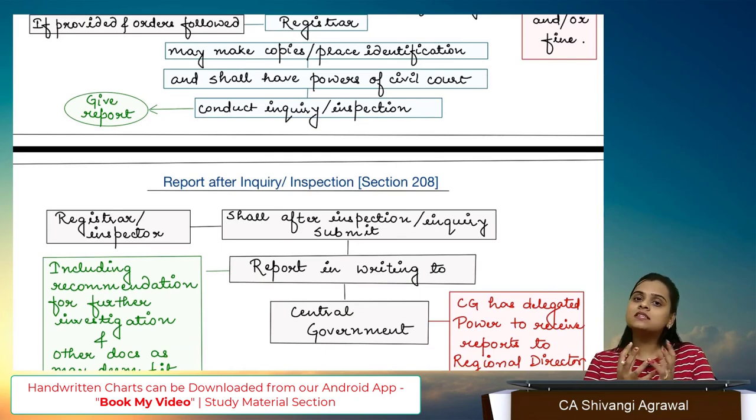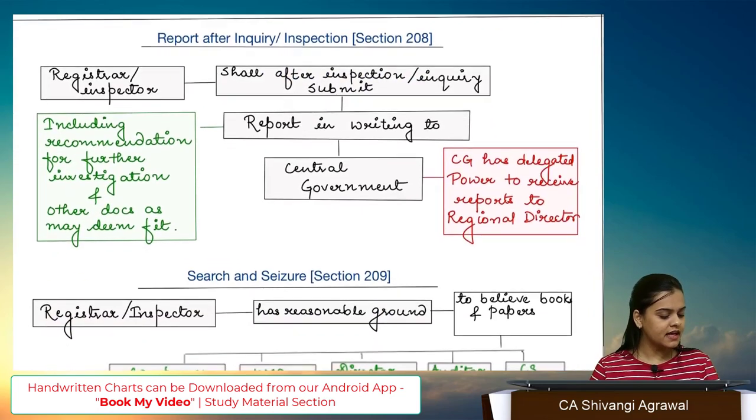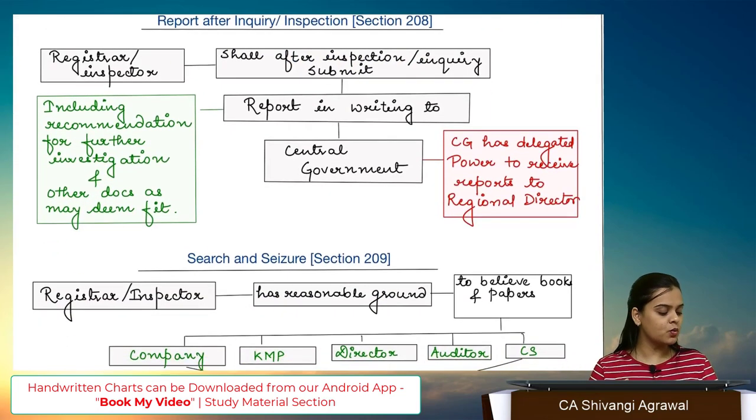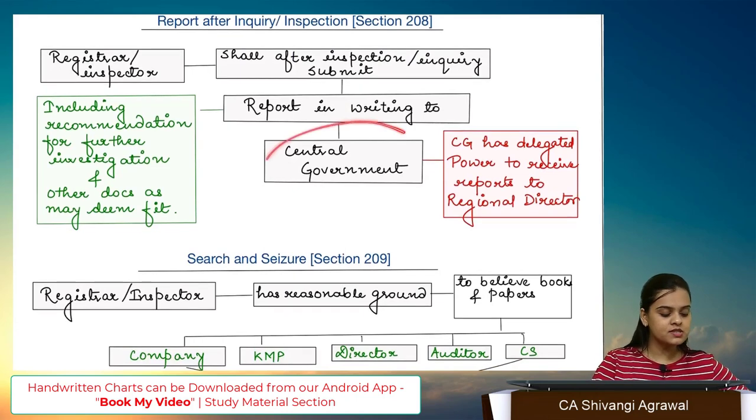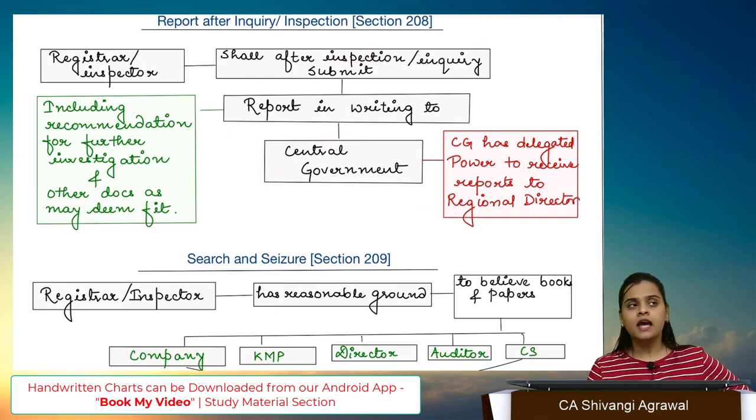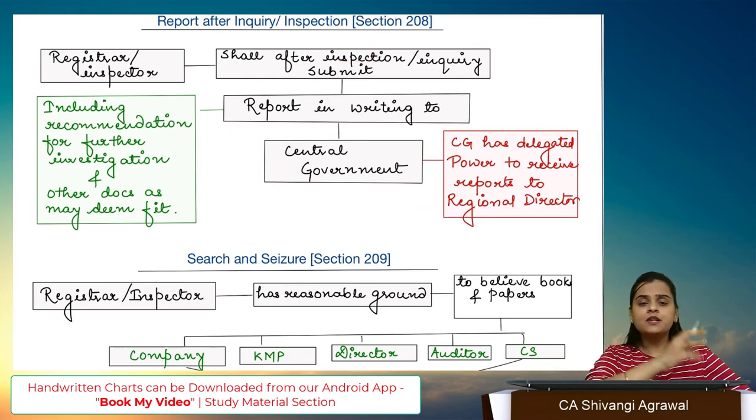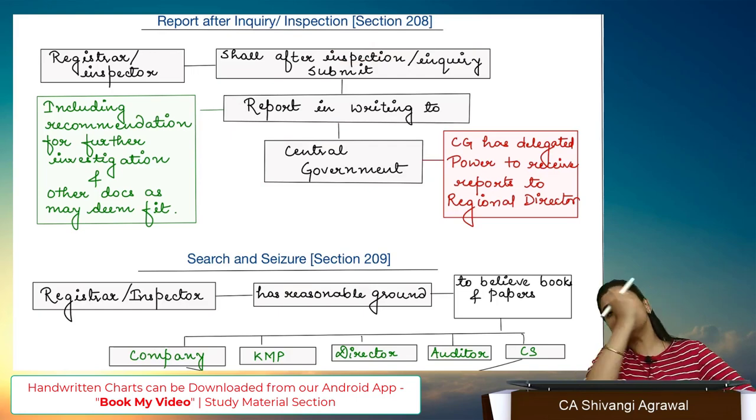What powers are given to them? They get the same powers as a civil court. They can also place identification marks and take copies of the books, papers, etc. After they have completed the inspection or inquiry, they will submit the report to the central government as given in section 208.